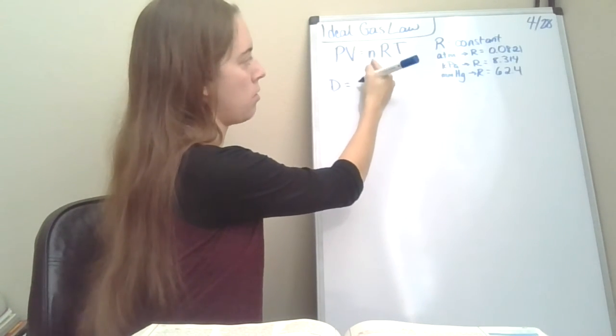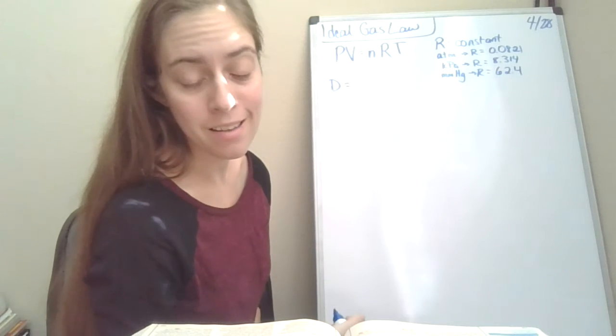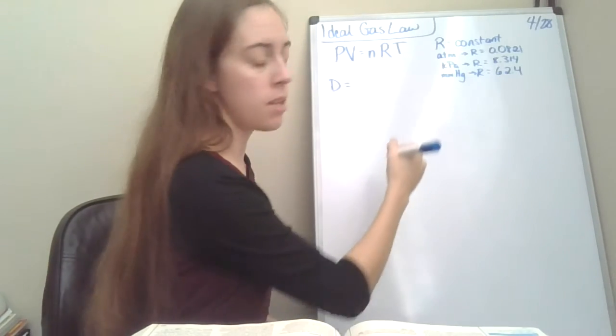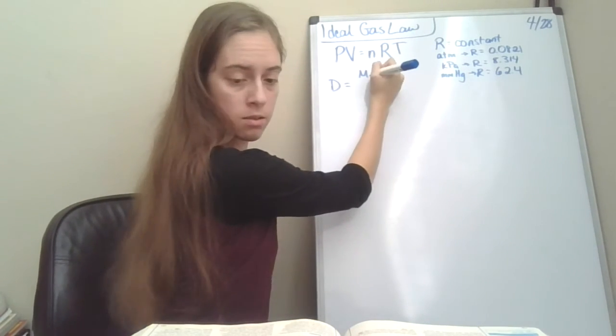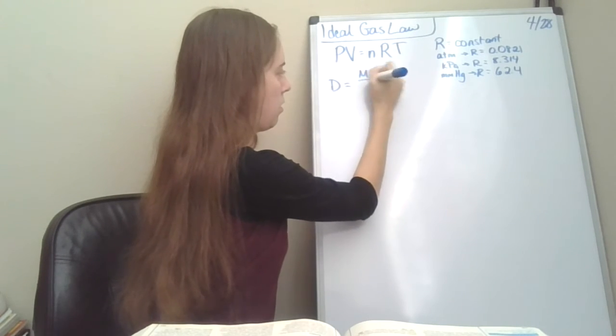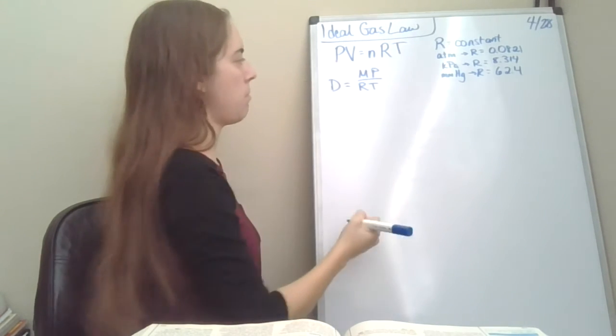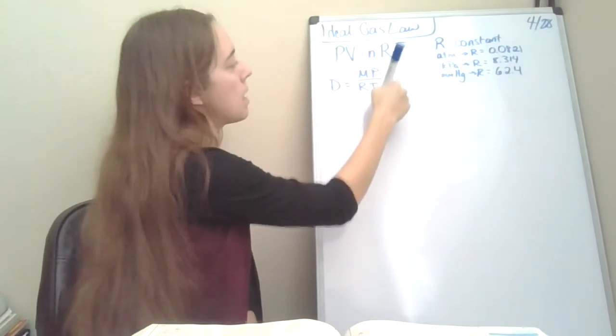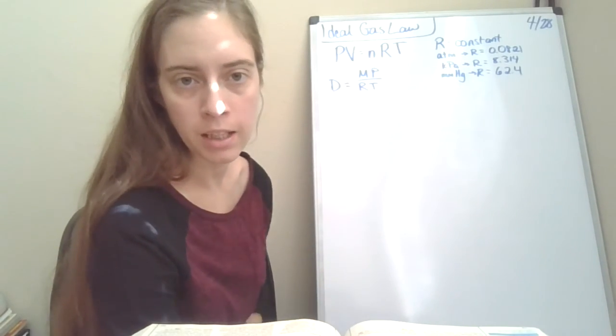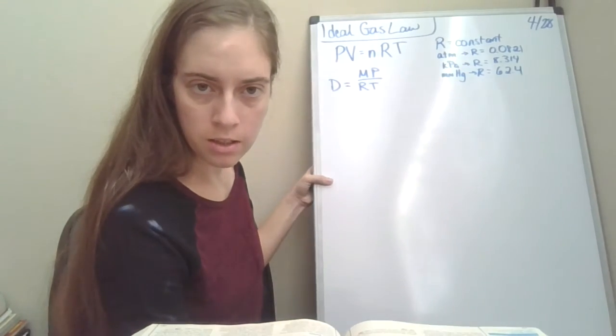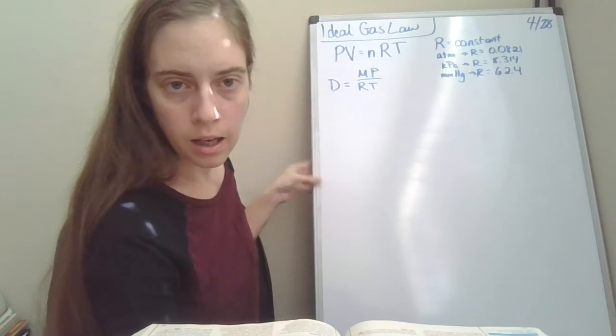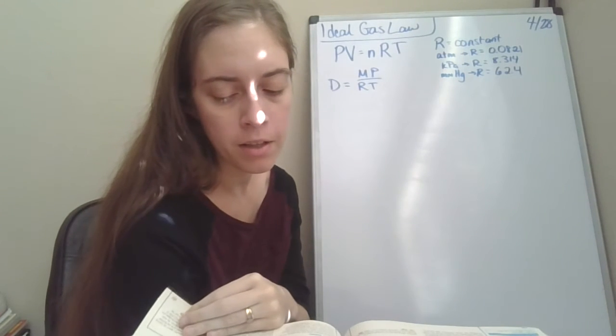So if you're using number of moles to figure out molar mass, then you could do density equals mass times pressure divided by R constant times temperature. So that's another way. It's the same equation. We just plugged some different things in. Okay, why might you need to know the density?